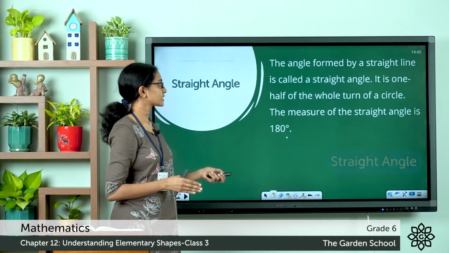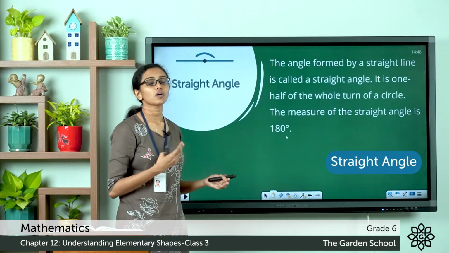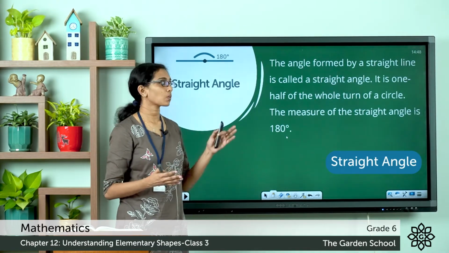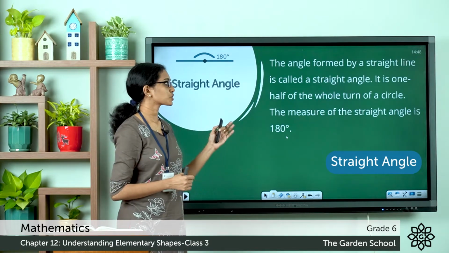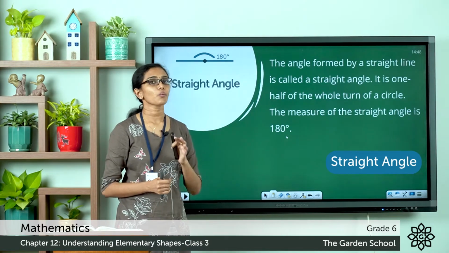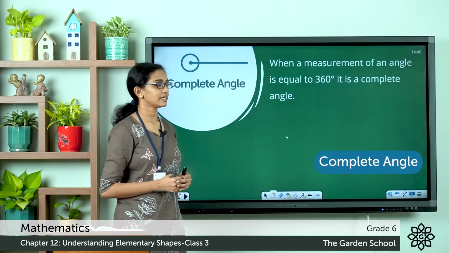Now, let us see a straight angle. The angle formed by a straight line is called a straight angle. That is, it is one half of the whole turn of a circle. And the measurement of a straight angle is equal to 180 degree. Now, what about a complete angle?